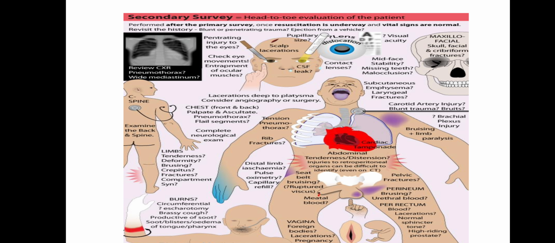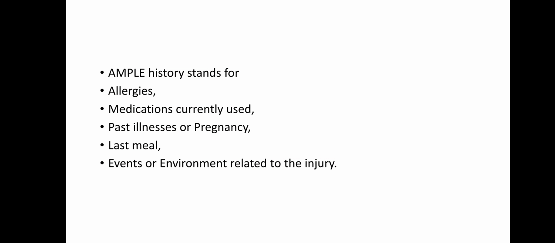The secondary survey is a head-to-toe evaluation of the trauma patient, that is, a complete history including mechanism of injury and AMPLE history and physical examination, including reassessment of all vital signs. AMPLE history stands for allergies, medications currently used, past illnesses or pregnancy, last meal, events or environment related to the injury. Each region of the body is completely examined.